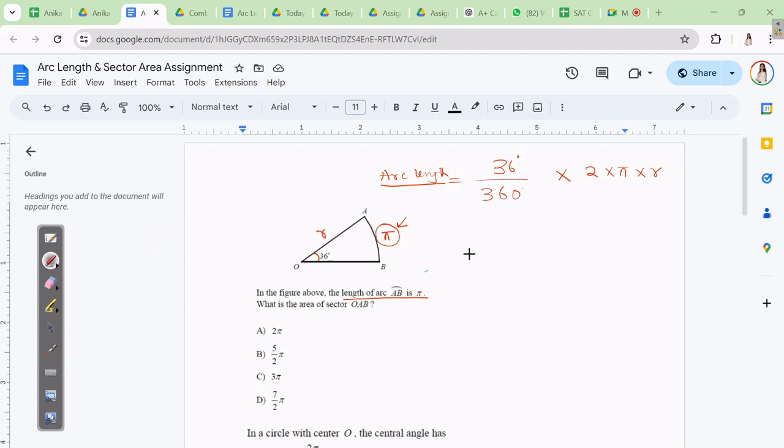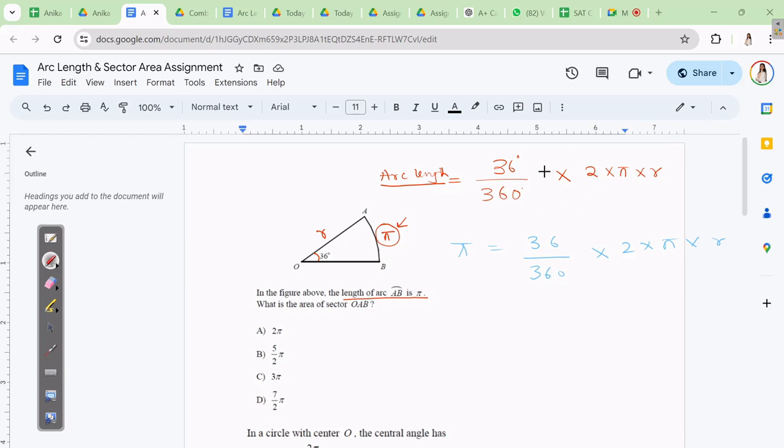Let's do it again. So we have the arc length is equal to 36 over 360 times 2 times pi times r. The less you will use your pen, the faster you will do your calculations. The more you will use your pen, the more time it will take. So try to do the calculations in your head. You have to think like this. 36 over 360 will give me 1 over 10. Then 2 over 10 will give me 1 over 5. Then if I divide this equation by pi, pi will get cancelled. So I'll be left with 1 over 5 times r, and then r will be equal to 5.